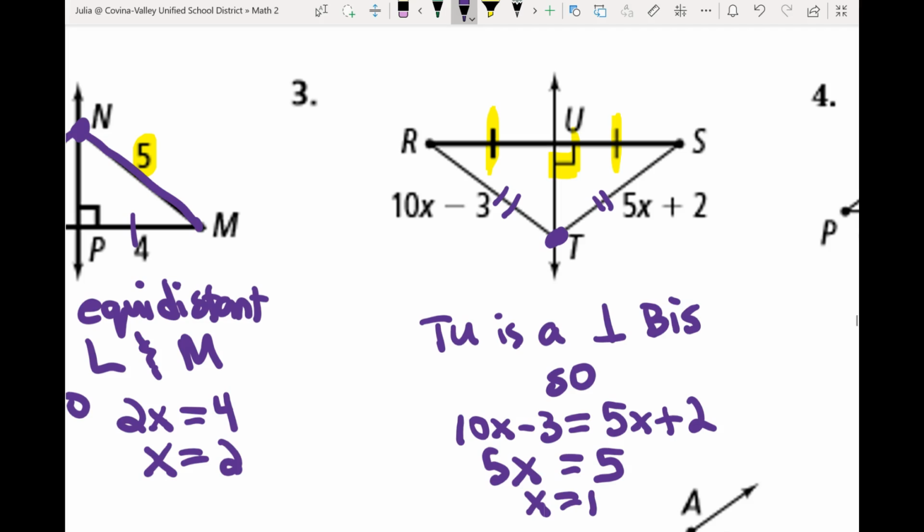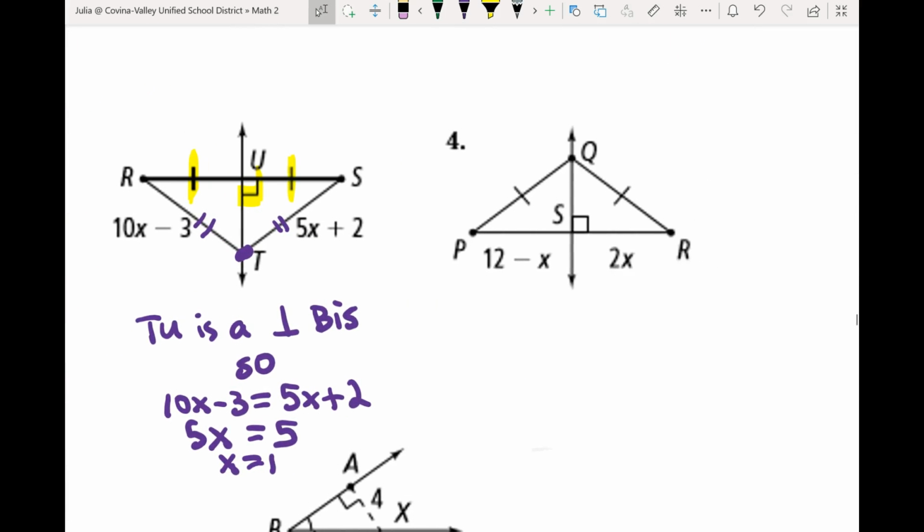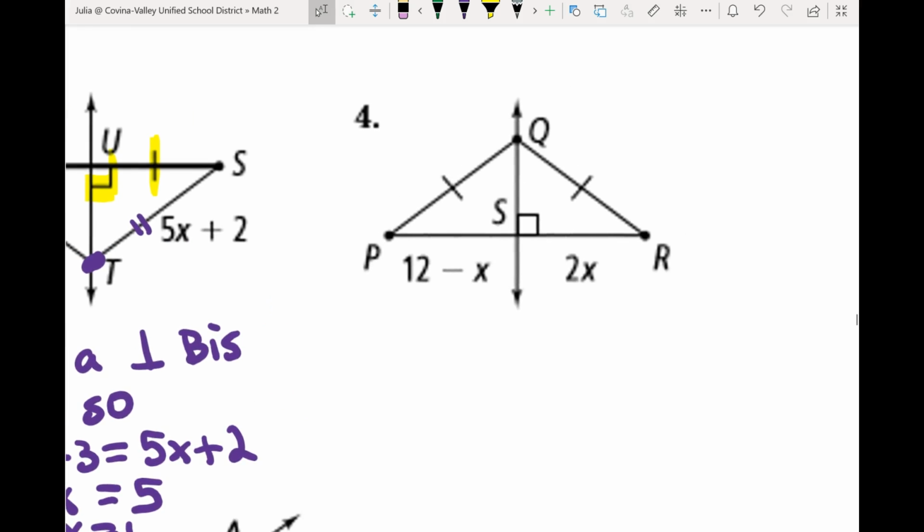You know what I didn't do? I didn't go back and read the directions. Let me make sure that I finished the question. Did it only say find the value of x? Okay, then I'm good. All right, number 4, think about what you know.